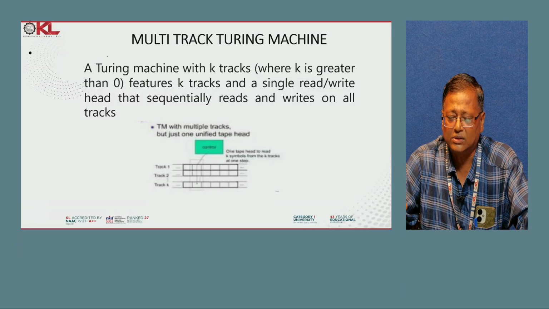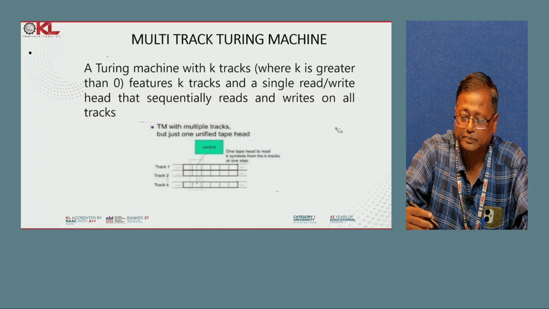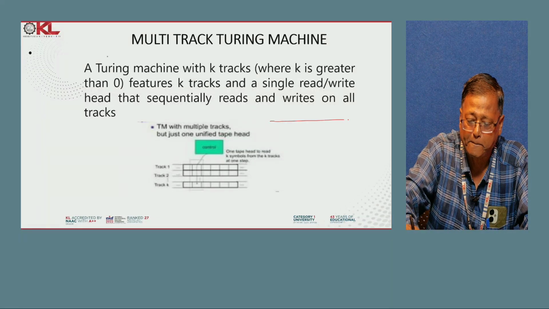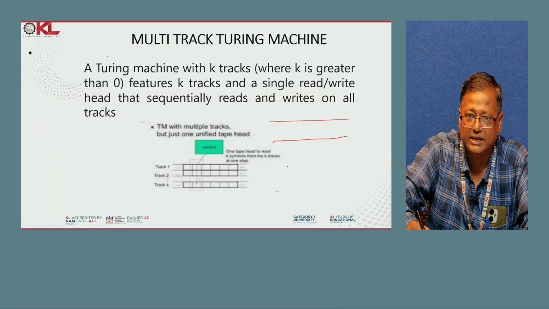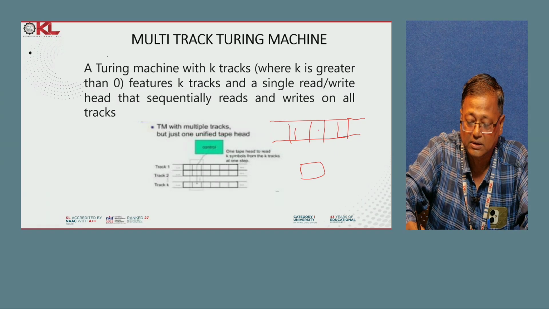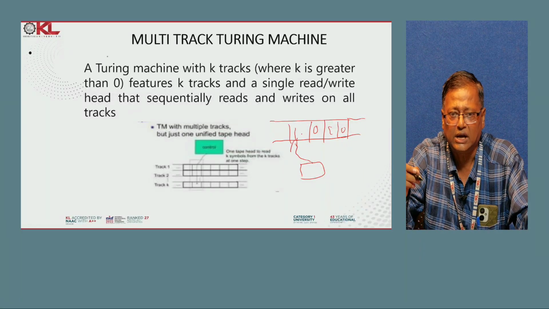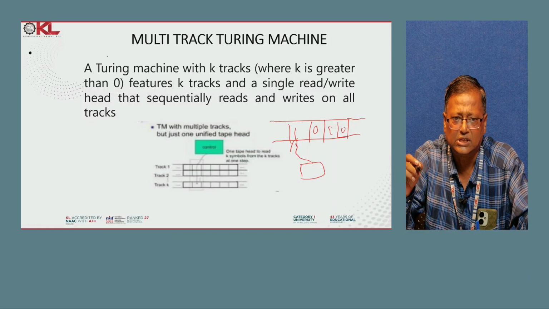Basically all of you know that the Turing machine has a tape like that, and there is a read write head. There are infinite blanks, and the symbols are present on the tape. The head is pointing to the first symbol and it moves left to right. So it is only one tape with one track. This is the basic Turing machine.